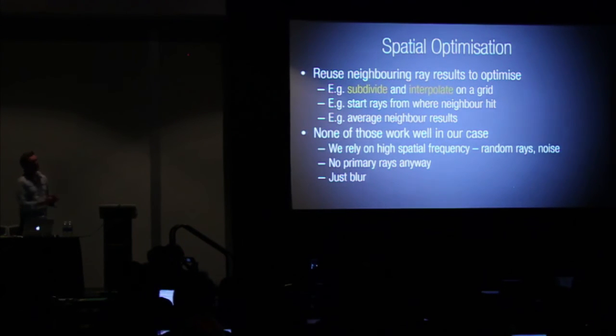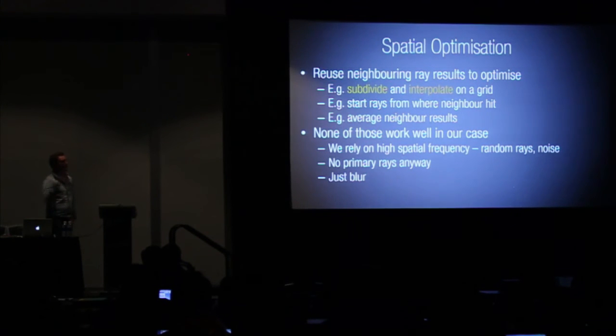So, talk about the basic optimizations. I can do 16 rays per pixel. I want to do the appearance of doing 100 or 200. How am I going to do it? First thing, the obvious thing, is to do spatial optimization.